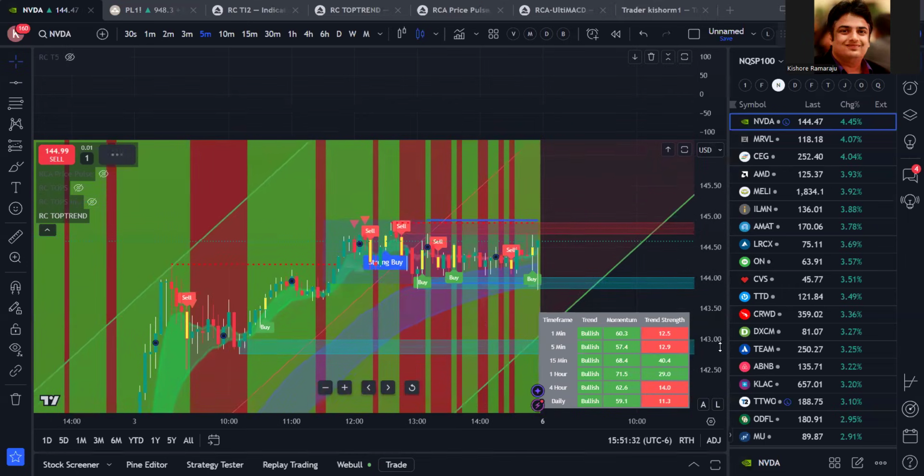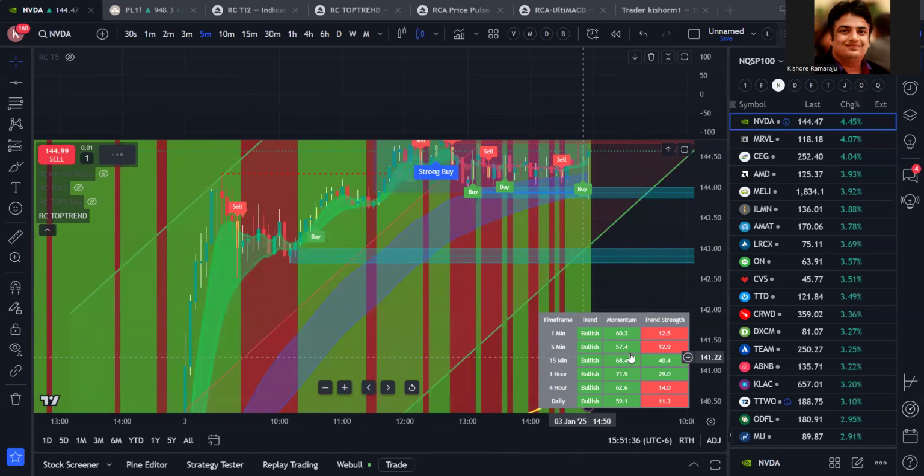Again, if only your current time frame is bullish, then you get a buy signal. But if 1, 5, 15 all are bullish, and your momentum is strong, your trend strength is strong, you will get a strong buy.